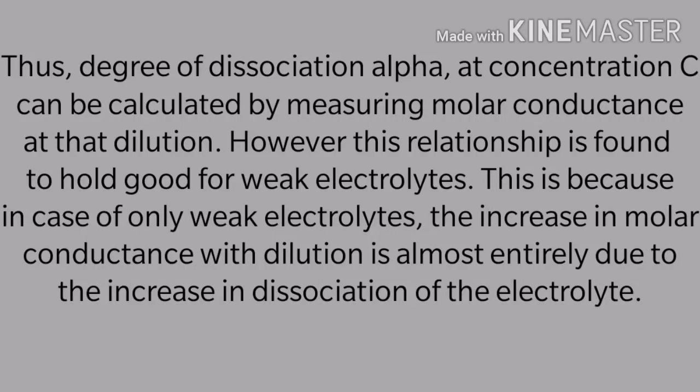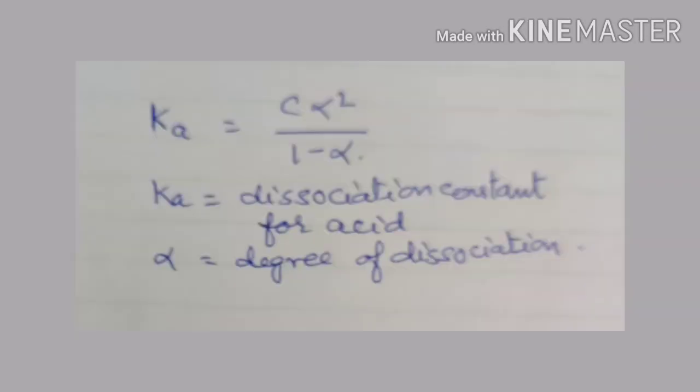One more relationship that you have studied in 11th class, in Ostwald's dilution law, is for the degree of dissociation and the dissociation constant of the acid. If the dissociation constant for the acid is represented by Ka, then we can write Ka is equal to C alpha square upon 1 minus alpha. So we can also relate the degree of dissociation of the acid with the dissociation constant of the acid.